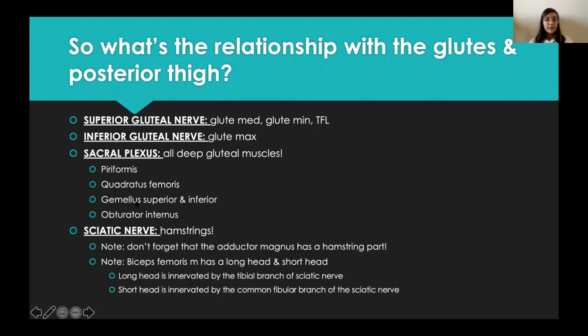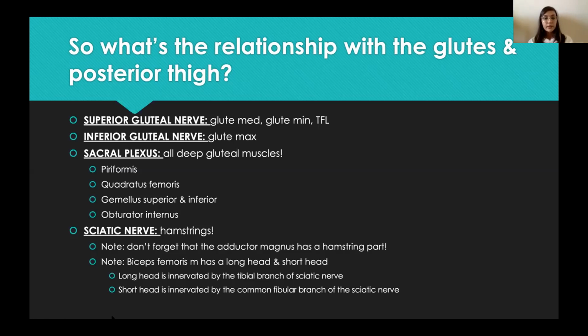And then our giant sciatic nerve is going to innervate all of our hamstring muscles. So we have the semimembranosus, semitendinosus, and biceps femoris, all getting innervated by the tibial branch of the sciatic nerve. But don't forget that the biceps femoris does have two heads. The long head is going to be innervated by that tibial branch, but the short head is innervated by the common fibular or peroneal branch of the sciatic nerve.